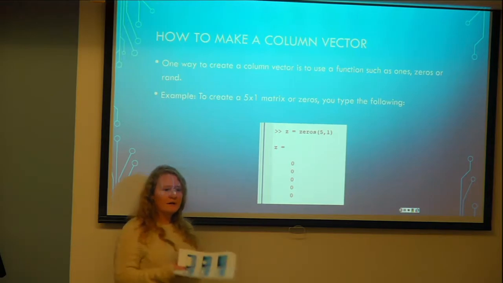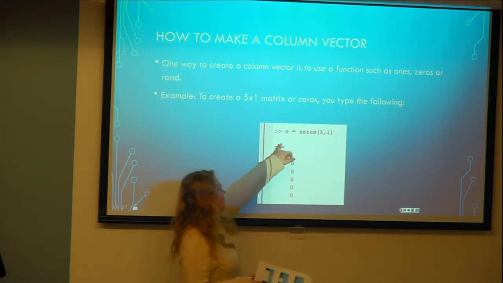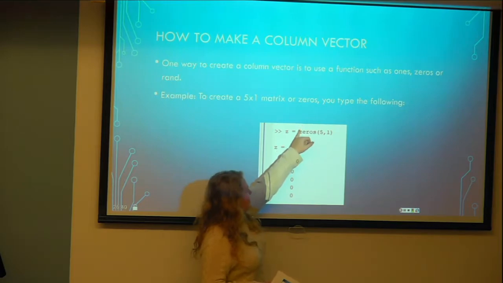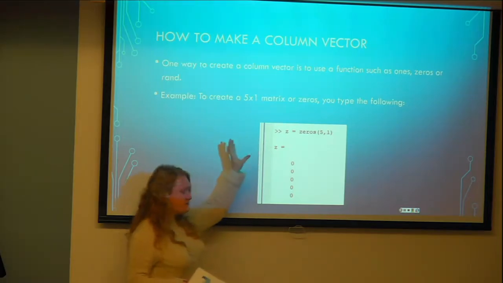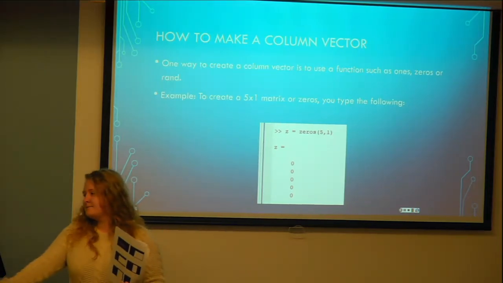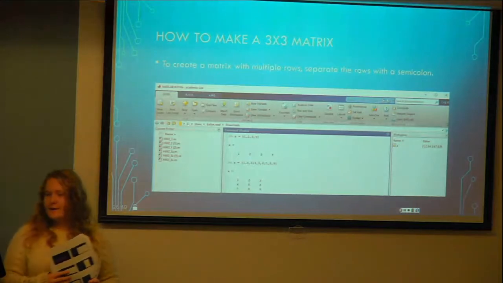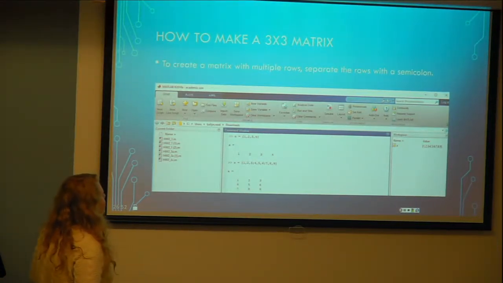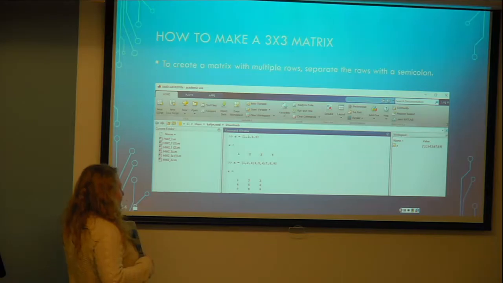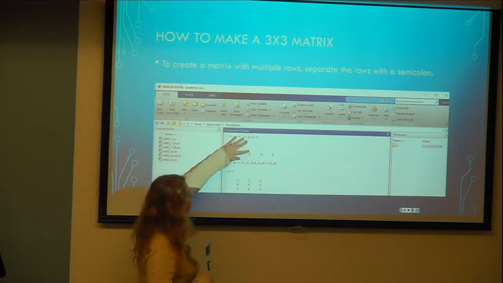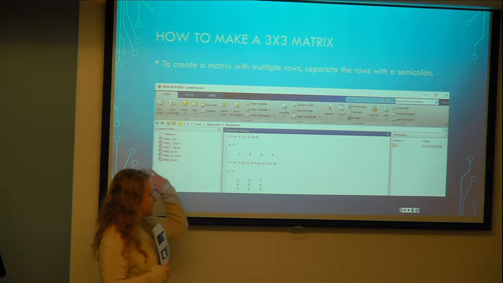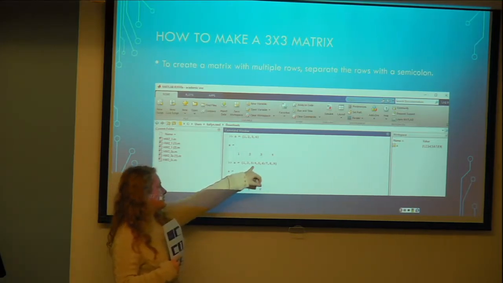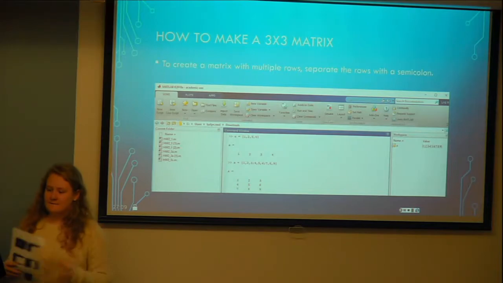If you're doing regular numbers, more than zeros, then you would just do A equals, and then type a square bracket, your numbers, hit enter until you have all of your numbers, and then another square bracket, and then it'll give you your column vector. Okay, and then how to type a 3x3 matrix in MATLAB. That's the first one, so you can ignore that. But then you type the same thing: square bracket, your numbers with commas or spaces in between them, and when you want to type the next row, you put a semicolon between your first row and your second row.